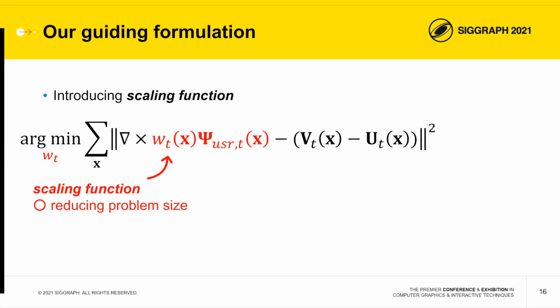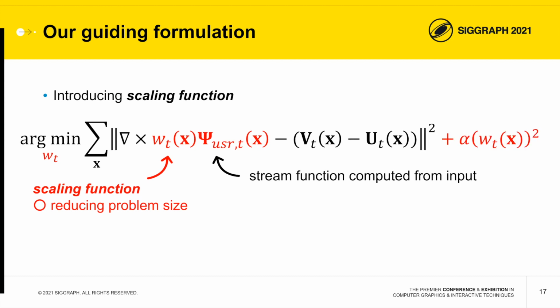For the stream function, we use the stream function computed from the input velocity field. Furthermore, we introduced an additional term, a kind of regularization term. This term allows the user to control the effect of the guiding, and alpha is a control parameter. By choosing a larger value for alpha, the resulting guided velocity field becomes more similar to the input velocity.